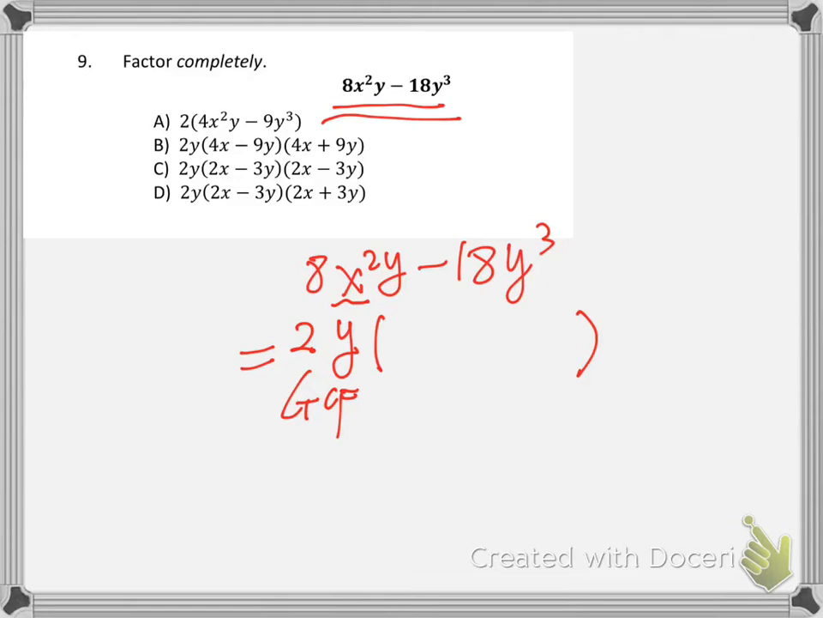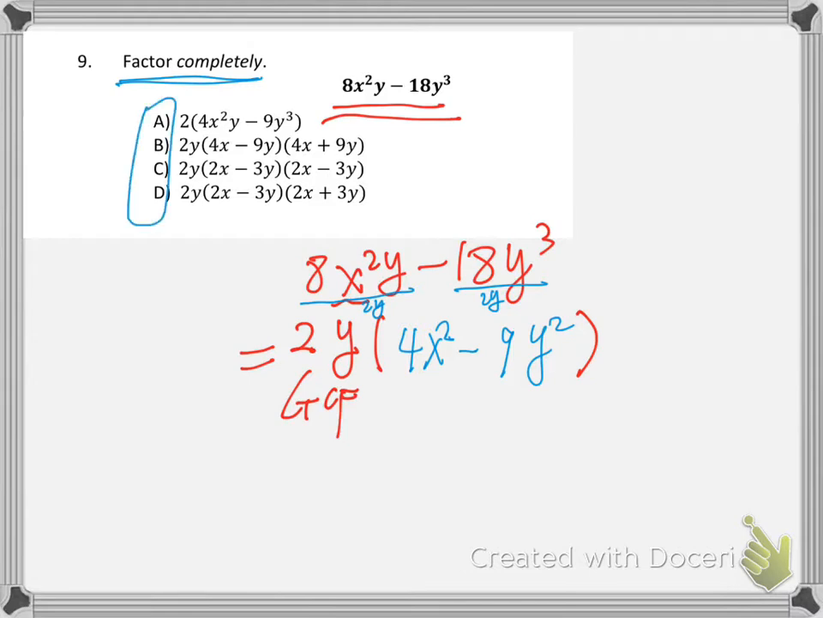Okay, yeah. And then this one divided by GCF 2y. We got 4, y cancelled, x squared. The second one divided by GCF 2y, so you got minus 9, 18 divided by 2, and then y squared. So that's the first step. But this step says factor completely. You cannot choose this. This is not the final answer. You need one more step. Okay, and if you look at A, B, C, D, this is not in there.